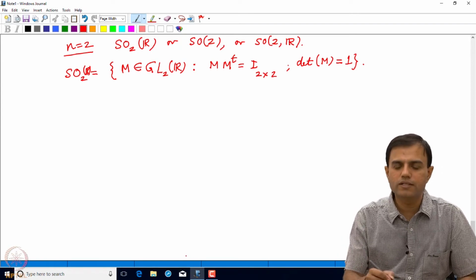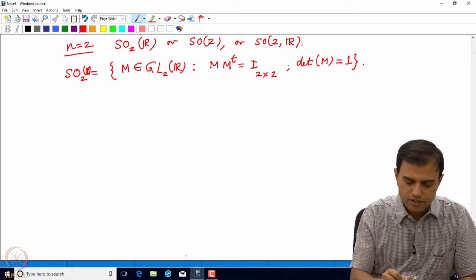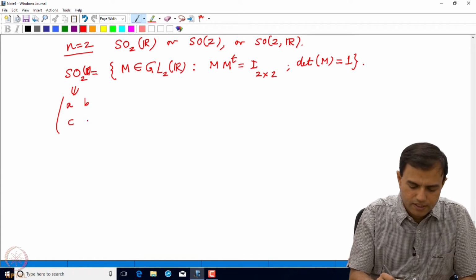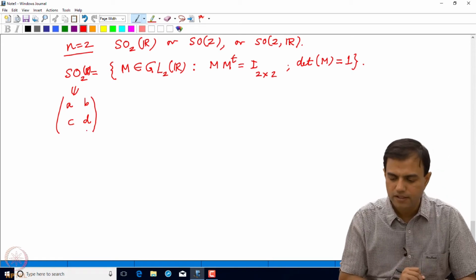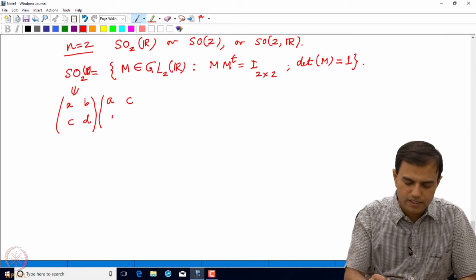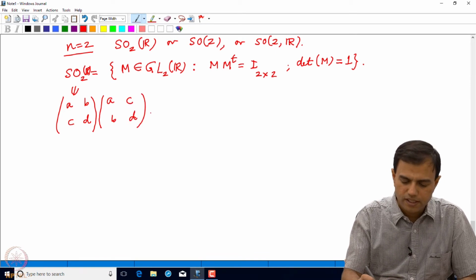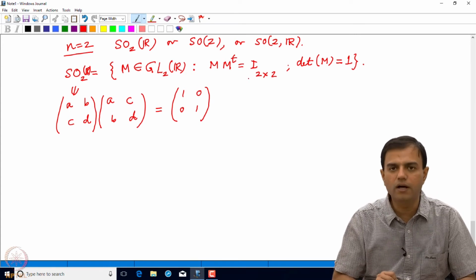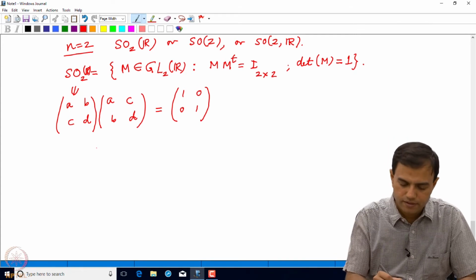So let's try to understand what are all such matrices. Suppose I take a matrix A, B, C, D. What's the property of that? The property is that when I multiply A, B, C, D with its transpose A, C, B, D, it's going to have the product to be the 2 by 2 identity matrix.